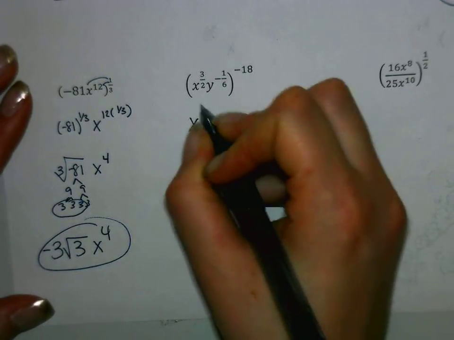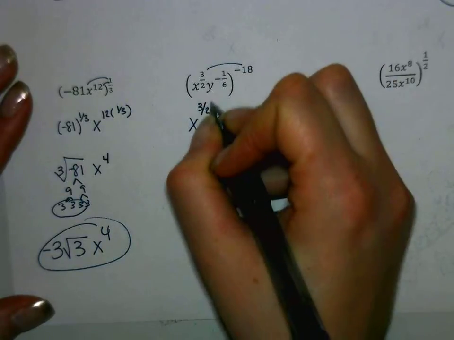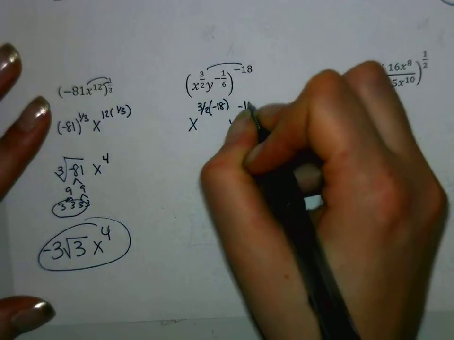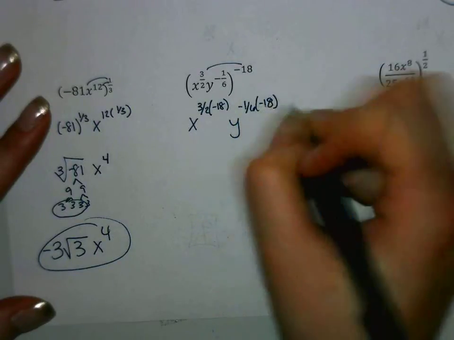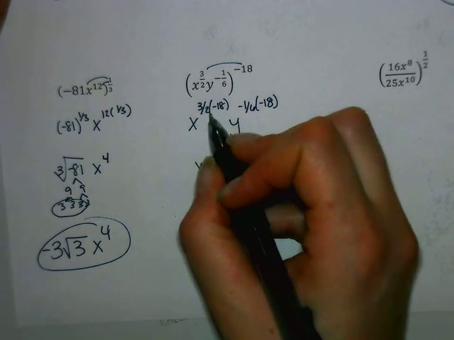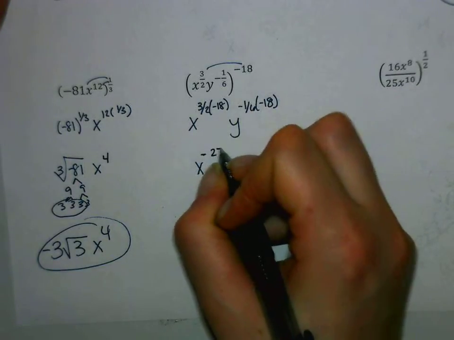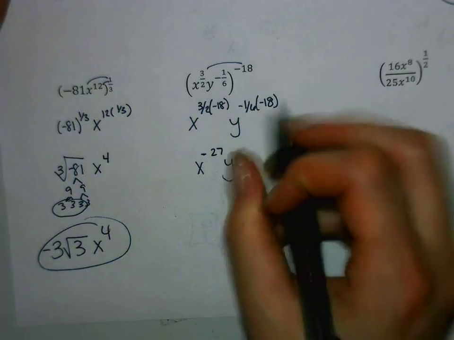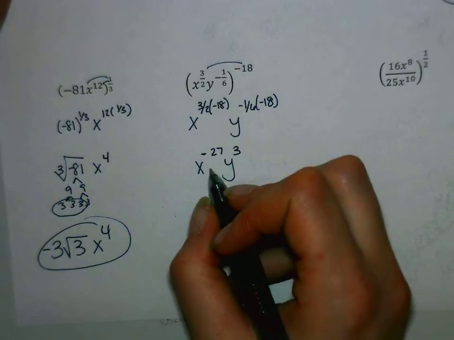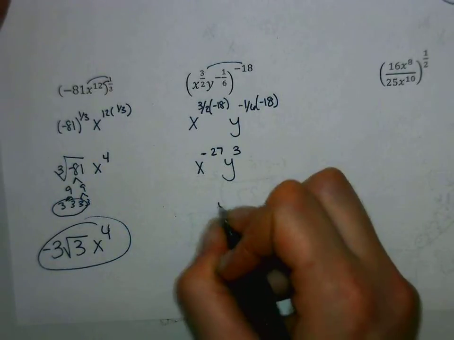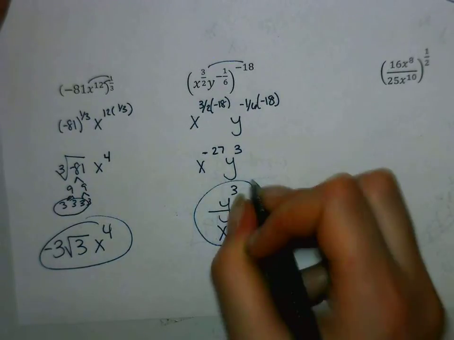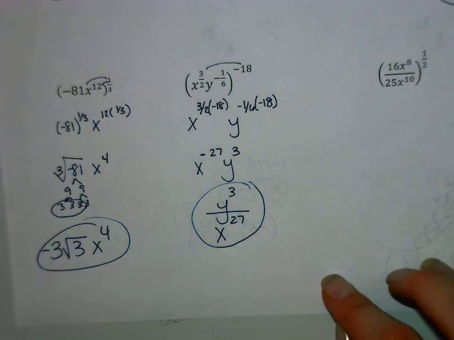So this one becomes x to the 3/2 times negative 18 times y to the negative 1/6 times negative 18. So x equals 3/2 times negative 18 is negative 27. Negative 1/6 times negative 18 is a positive 3. So the only thing we have to be careful with is our negative exponent. So this stays y to the 3rd, but our x to the 27th is going to move to our denominator.